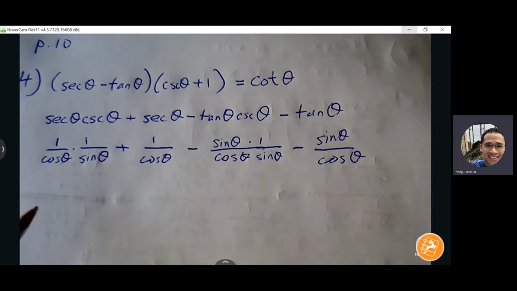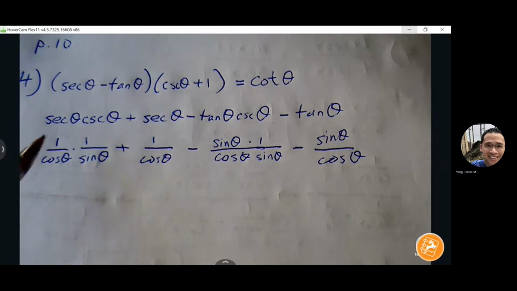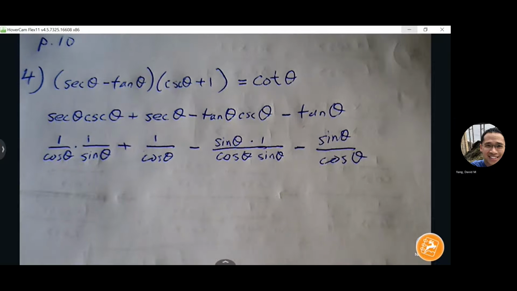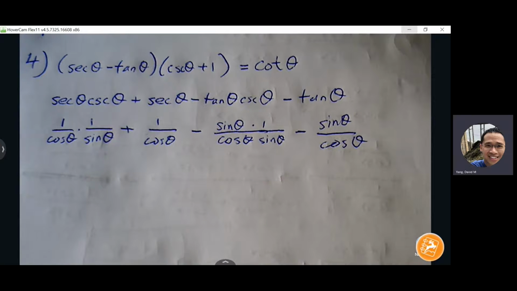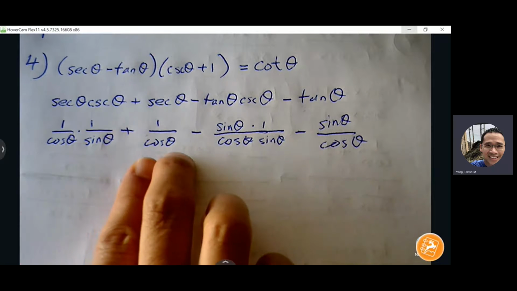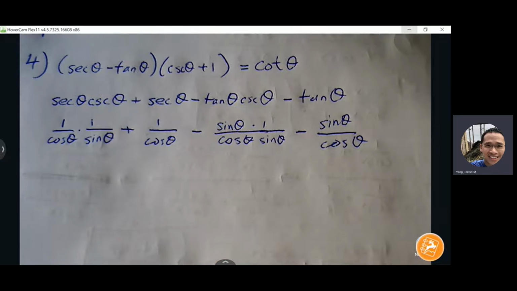So I have 4 fractions here. Do you think we can find a way to merge all 4 fractions together? If we find a common denominator. Is there a quick common denominator that we can use for all 4? Cosine sine, right? Cosine sine is large enough so that every one of these can go into it, right?